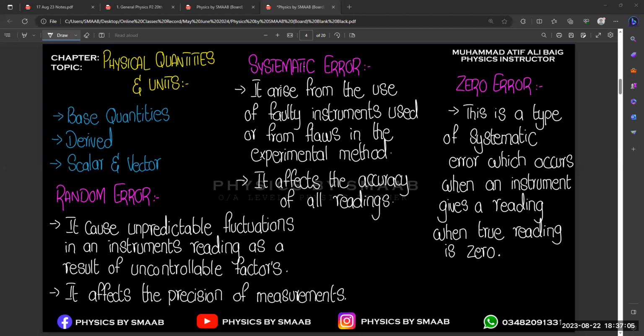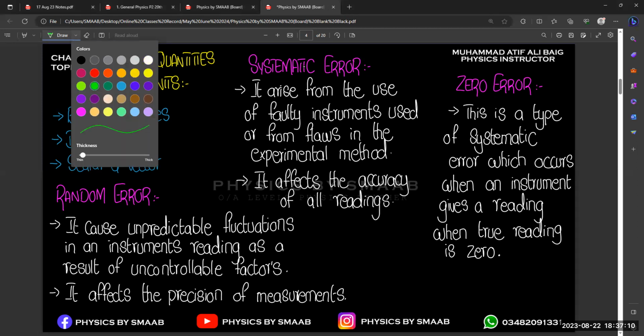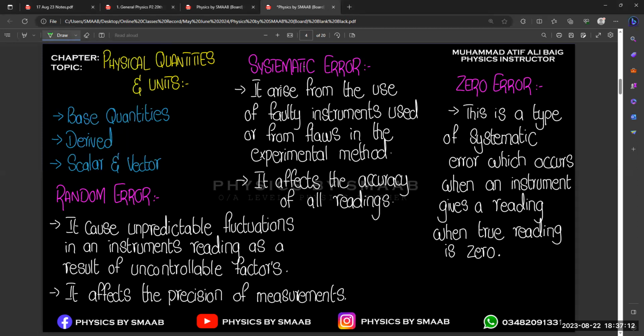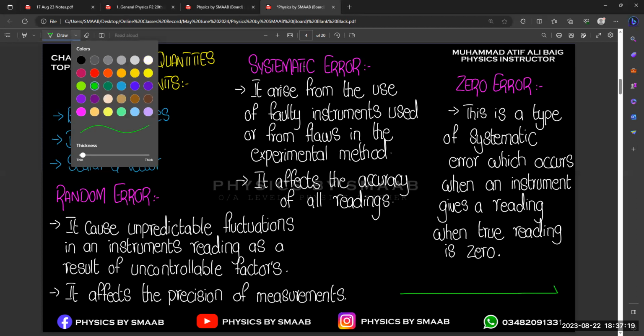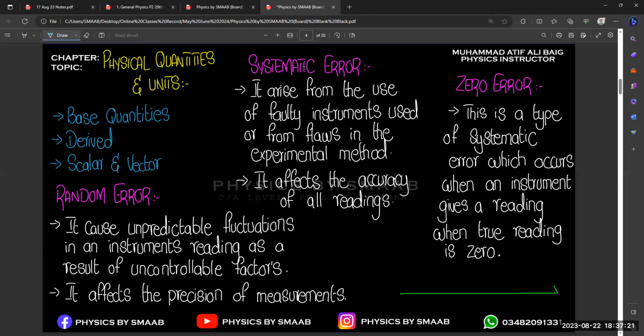Just like the example of the ruler, if we consider the example of a ruler, the divisions on the ruler are marked like this, let's suppose.